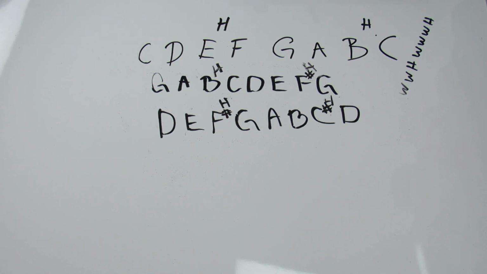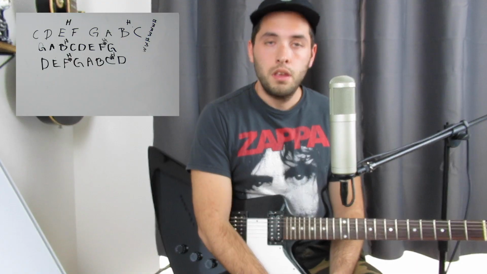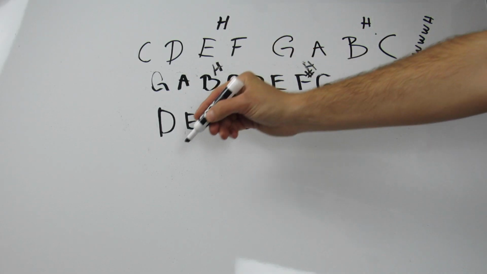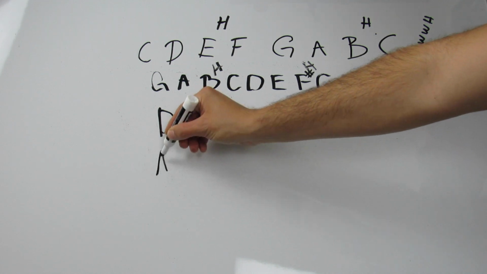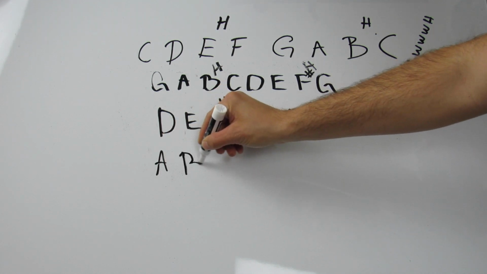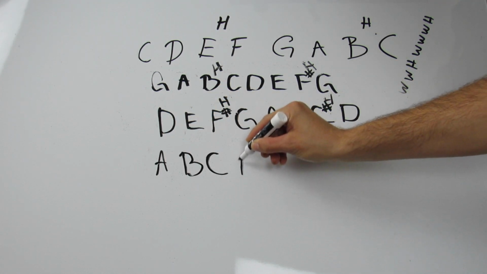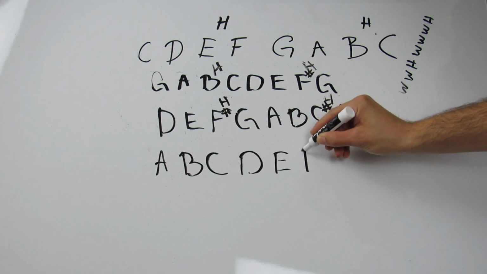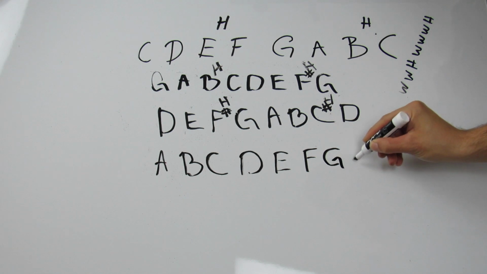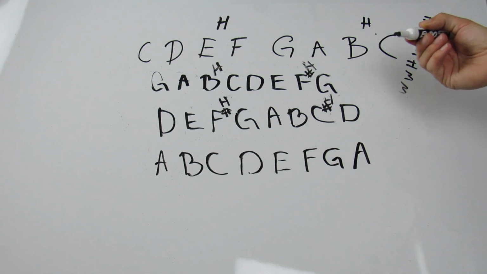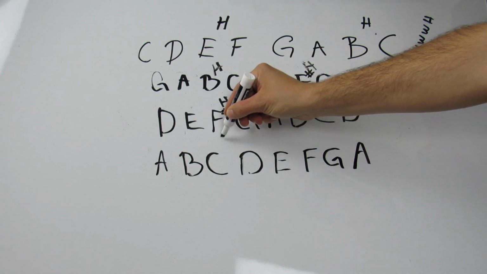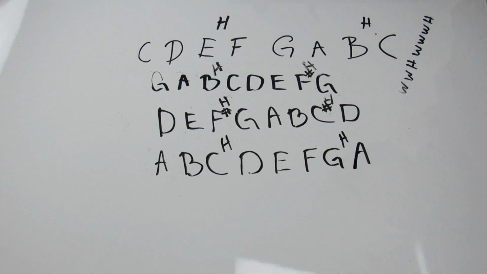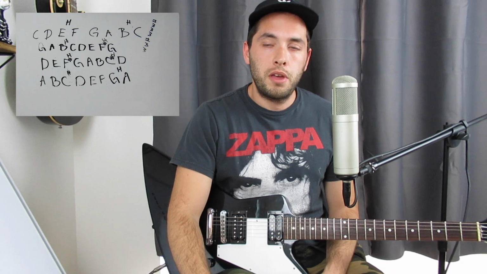Let's keep going so we can really get this. All right, so now the key of A. Let's write it out. And mark our half steps. Okay, so let's start at the beginning again.